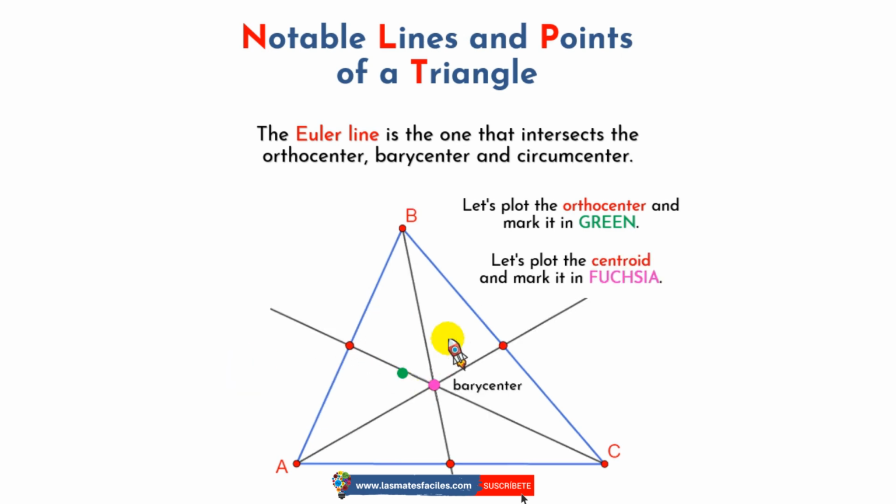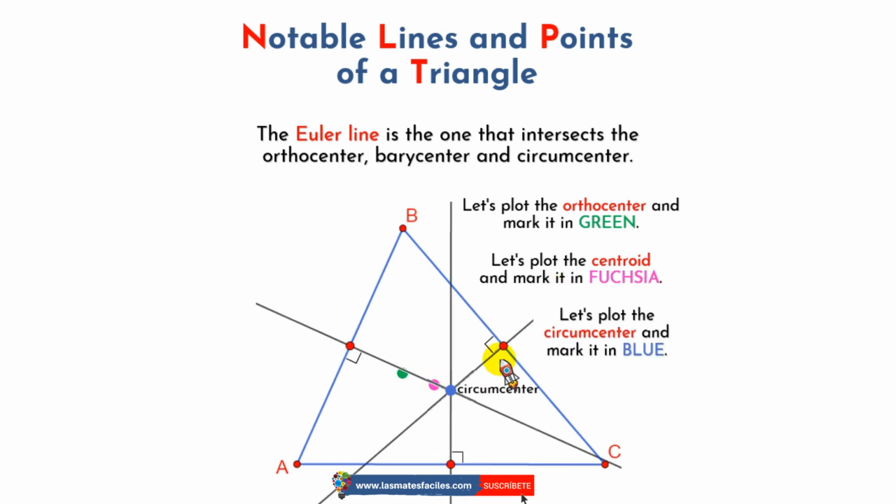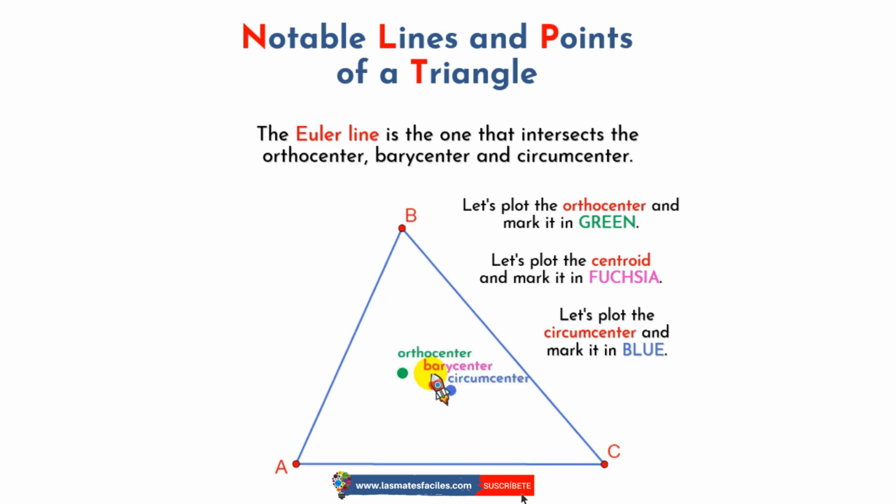Now, let's draw the centroid. Remember, it is formed by the medians, the lines that go from the vertex to the midpoint of the opposite side. We'll color it fuchsia. Finally, we draw the circumcenter. Remember, from each midpoint a perpendicular line is drawn. We mark that point in blue. I have 3 points: orthocenter, barycenter or centroid, and circumcenter.